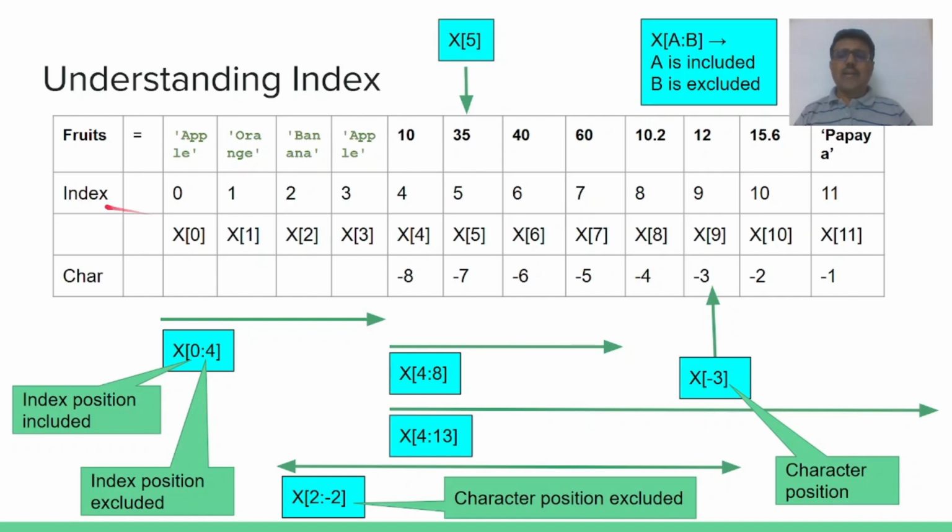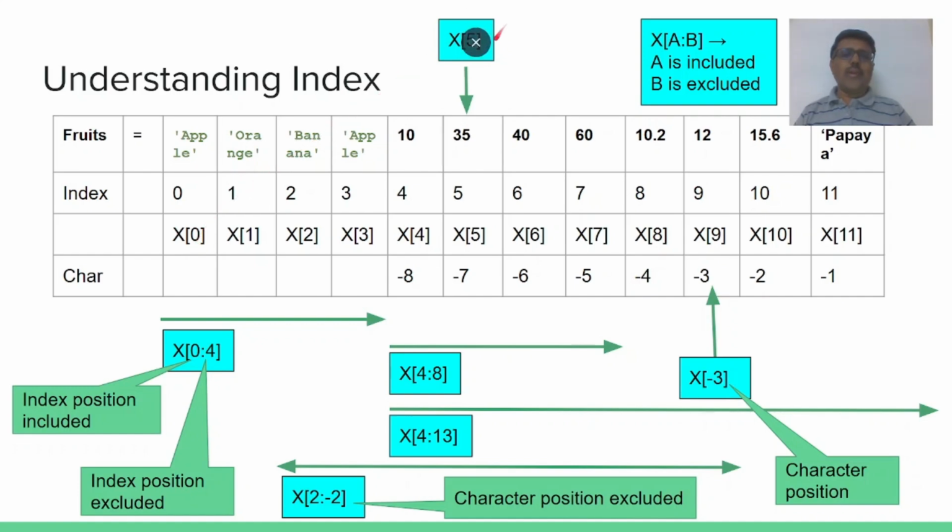Okay, and this is the index position of each of the items. You know by now that all of them will start from 0, and here the maximum is 11. So if you want to get a particular item, x of 0, that means the 0th index position, what is available? Apple is available. So it will get you that one.